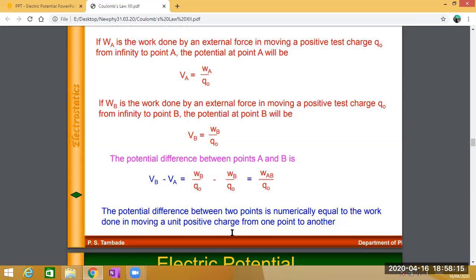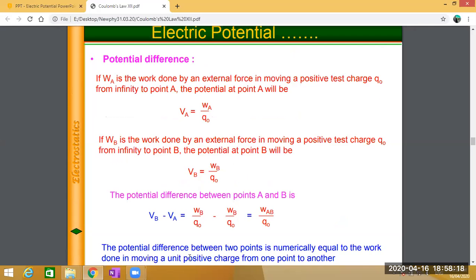So the potential difference between two points is numerically equal to the work done in moving a unit positive charge from one point to another point. That you have already studied in class 10th. So now we discuss in more detail what you have not studied in class 10th.